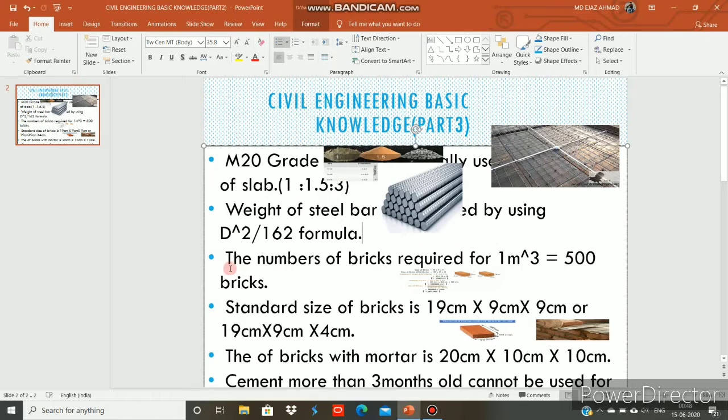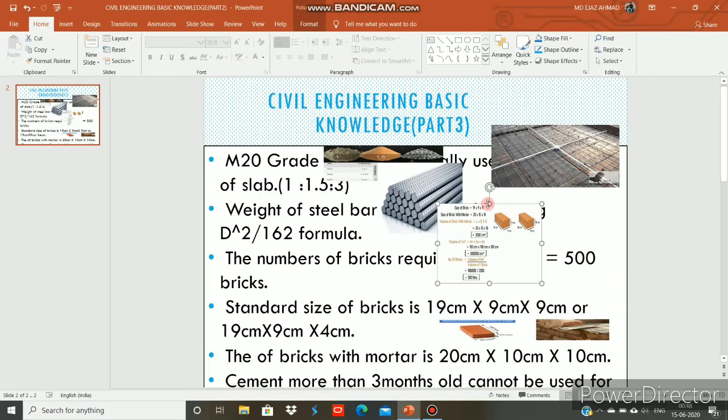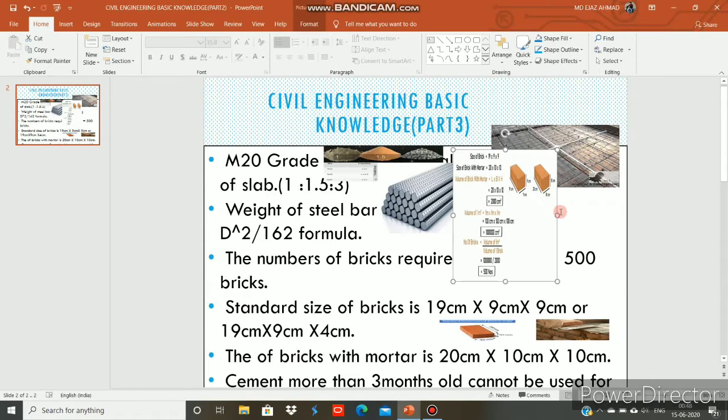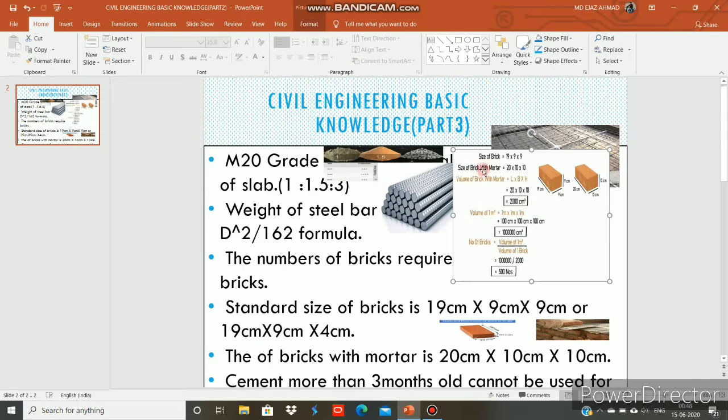Now our next point is: the number of bricks required for 1 cubic meter is 500 bricks. We can calculate this here. First, the size of a brick is 19 x 9 x 9, in centimeters. The size of a brick with mortar is 20 x 10 x 10, also in centimeters.